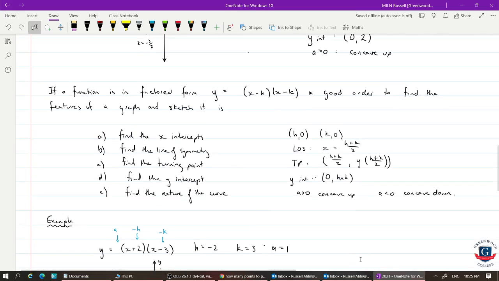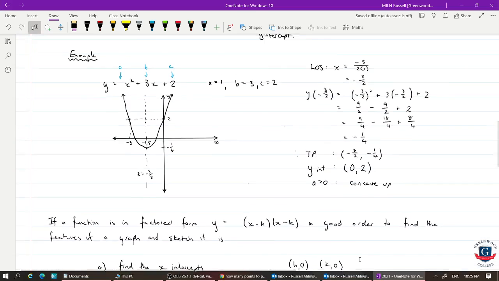There's a quick outline of how to draw a graph for factored form and standard form.